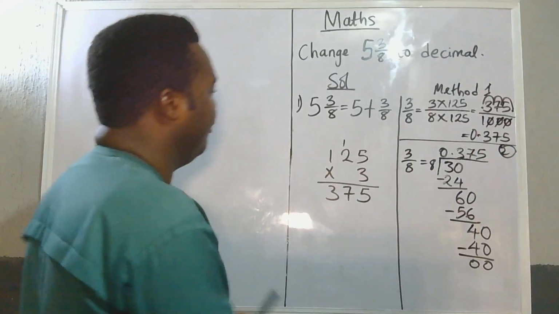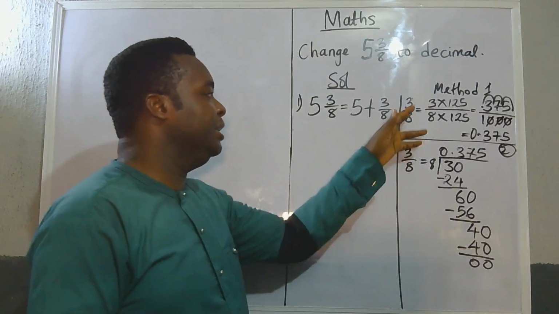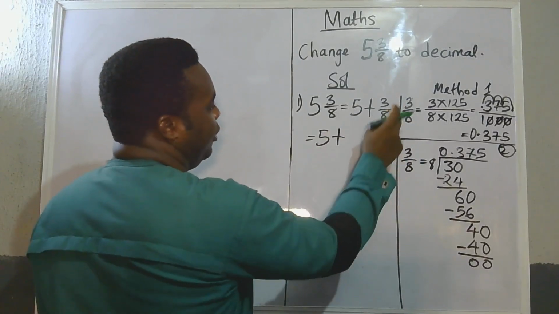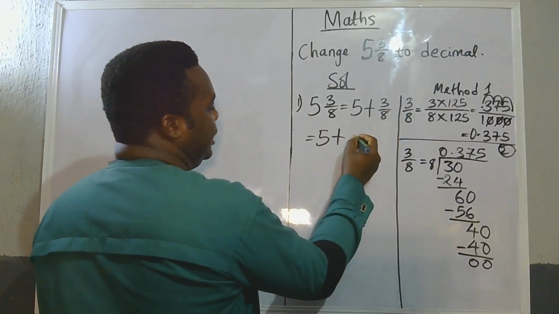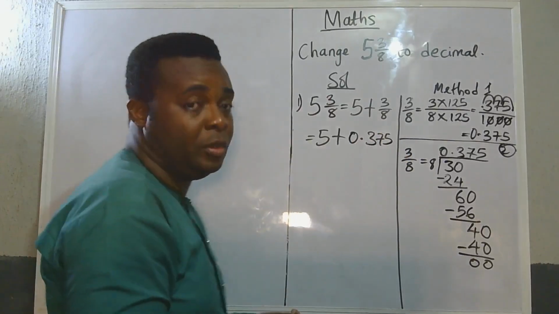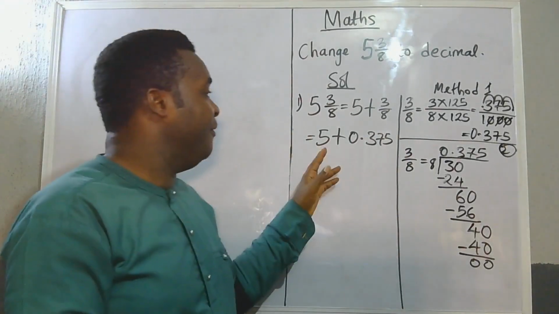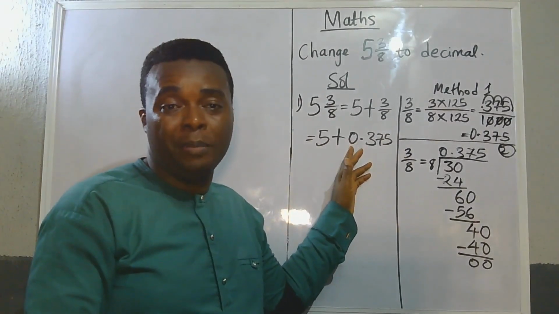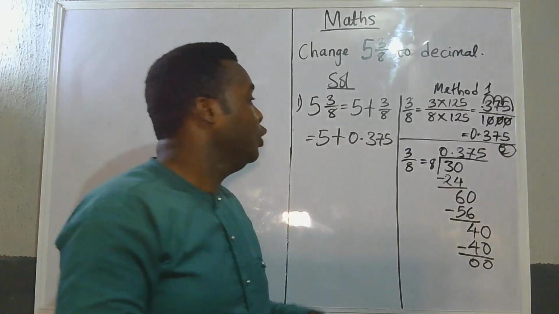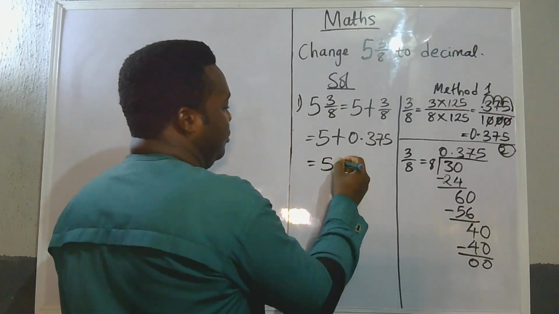Now that we have gotten our answer by changing this fraction to decimal, we continue. 5 plus, now 3 over 8 in the 2 workings gave us 0.375. Is that clear? Now, you can easily say 5 plus 0, that is to say, add up the whole numbers. Here, 5 is a whole number and 0 happens to be a whole number here because it comes before the decimal point. Any number that comes before the decimal point is a whole number. So you can just say 5 plus 0, that will give you what? 5.